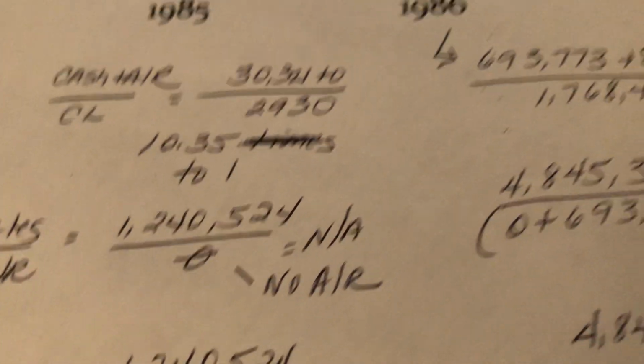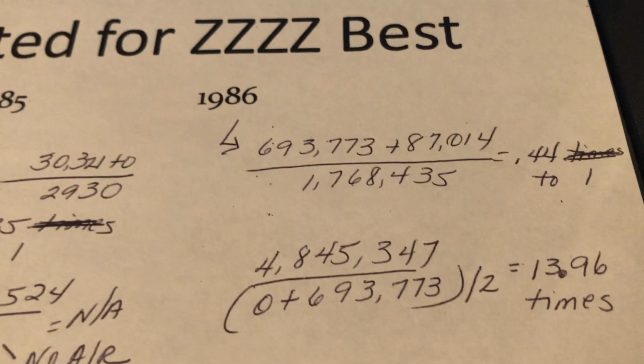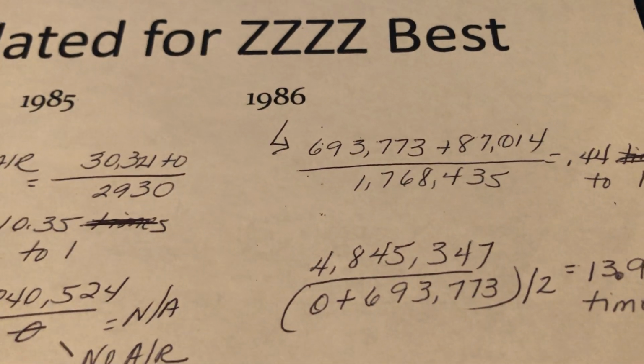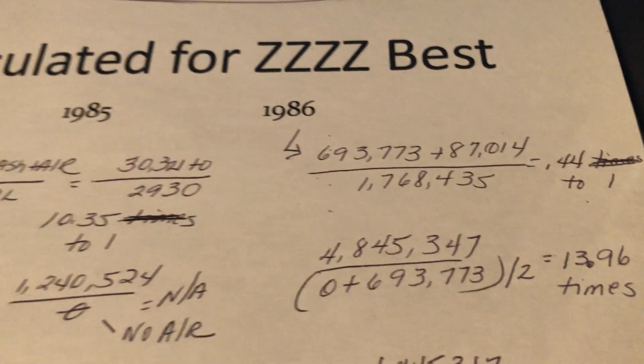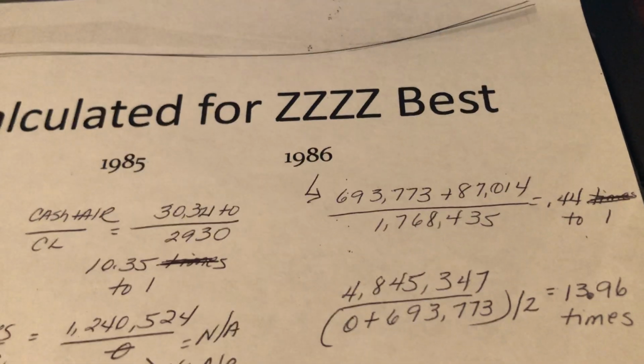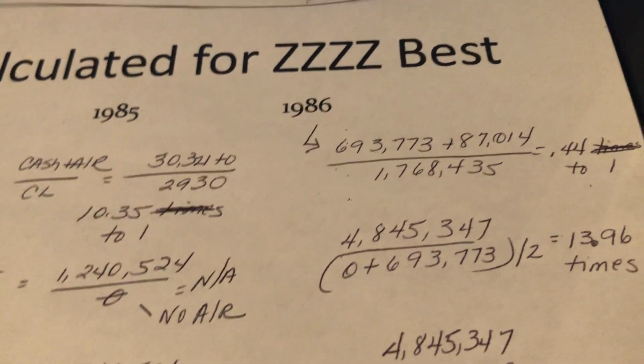Okay, the number ends up being, where is it? 13.96 times. Okay, so they're collecting their accounts receivable about once a month, and that's good. Okay, once a month's fine, every 30 days.